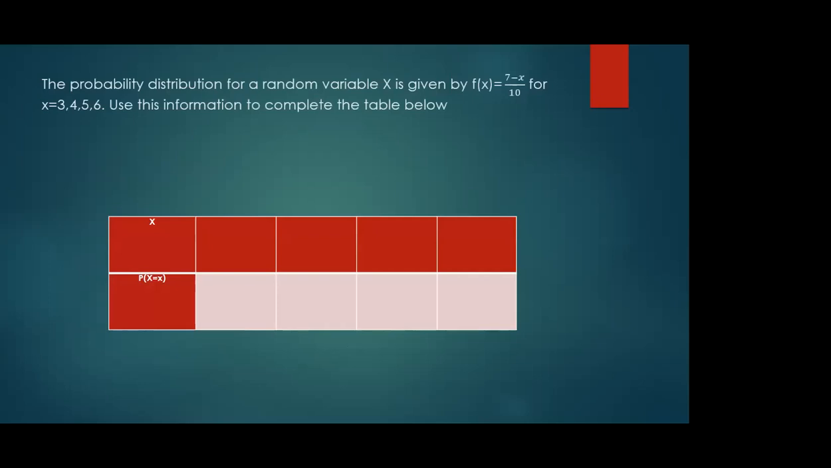So we're doing a question now. This question says that the probability distribution for a random variable x is given by f of x, which is equal to 7 minus x divided by 10, x is equal to 3, 4, 5, 6. Use this to complete the table below.